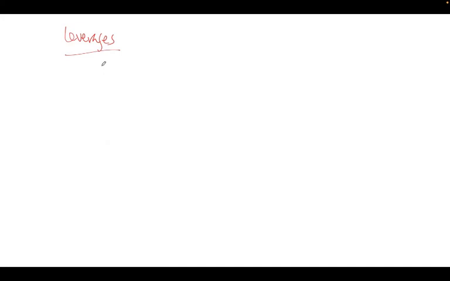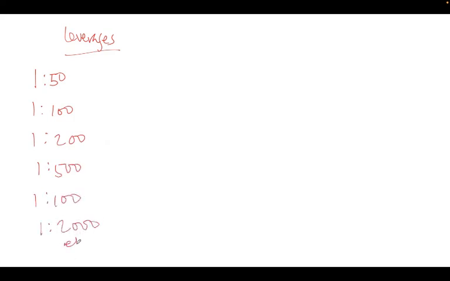Let me give you an example. We have different types of leverage. We have 1:50, 1:100, 1:200, 1:500, 1:1000, 1:2000, etc. Now, what this means is that 1:50 means every $1 in your account is viewed as $50. That means with $1 in your account, you can place a trade worth $50. 1:100 means every $1 in your account is viewed as $100, meaning that for every $1 in your account, you can place a trade of $100.